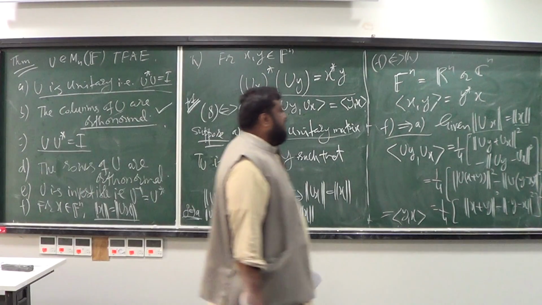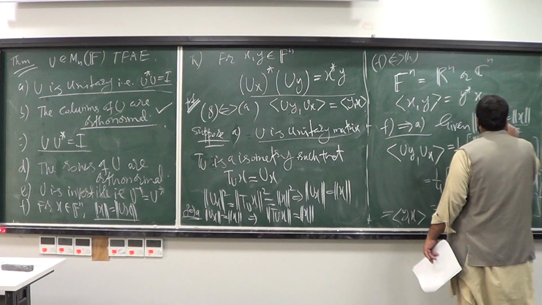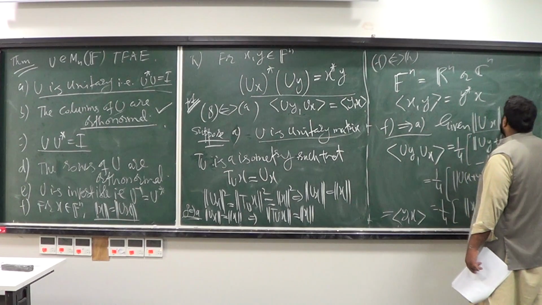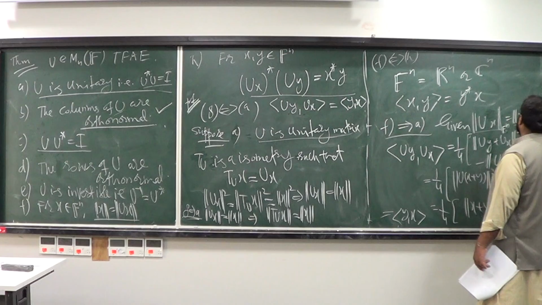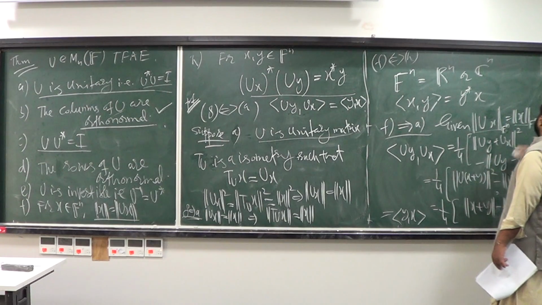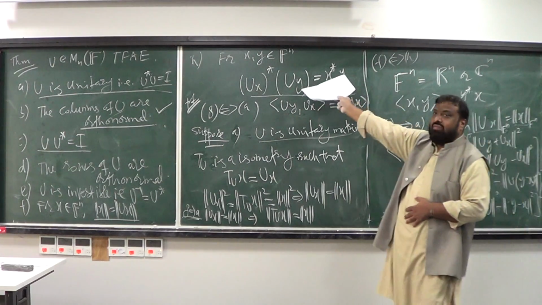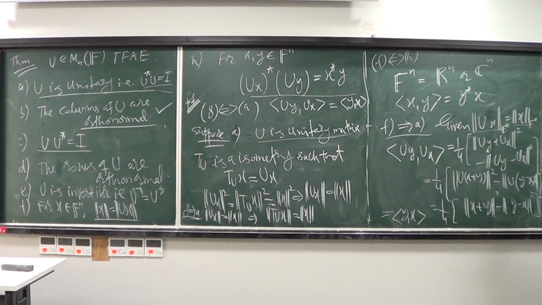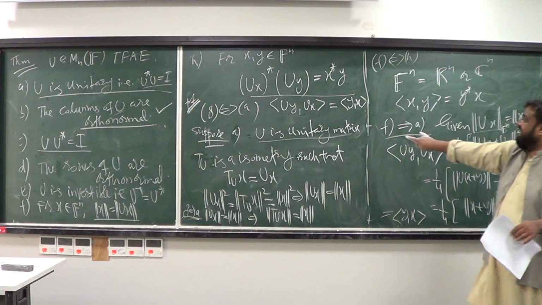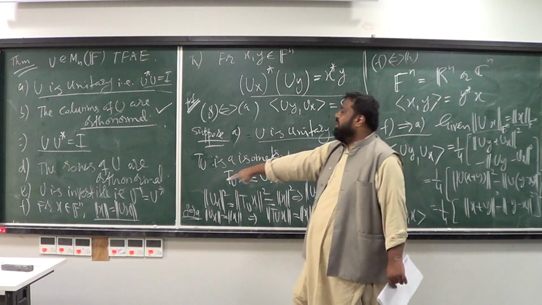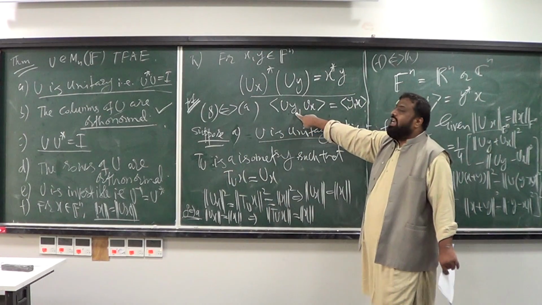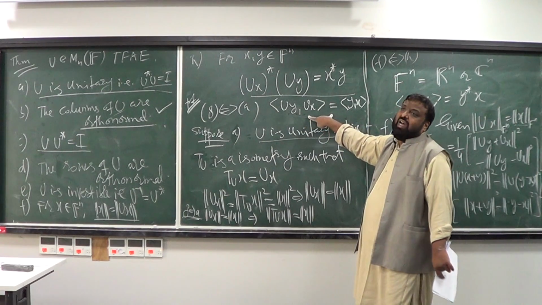By the way, you have to keep in mind that these norms are the norms in Rn or Cn. So these norms are in Fn, because Ux is a vector in Fn. So this must be true. So we showed that if this is true, this is true. Okay, and if this identity is true, why must this be true? Just substitute y equal to x. So this is true for all y and x.